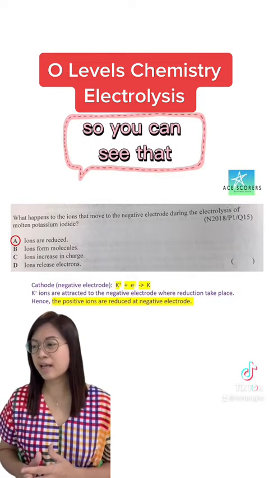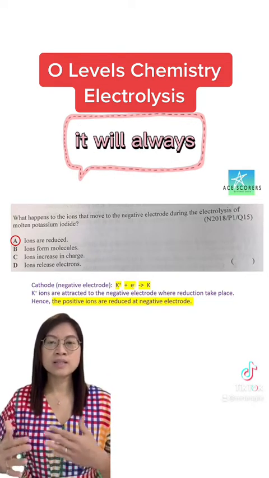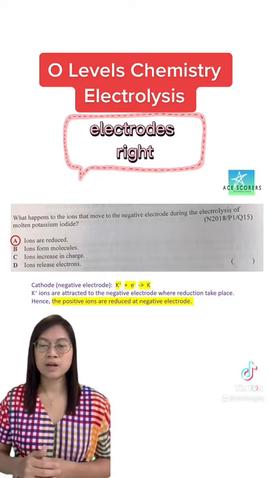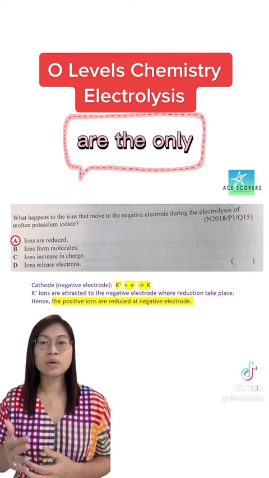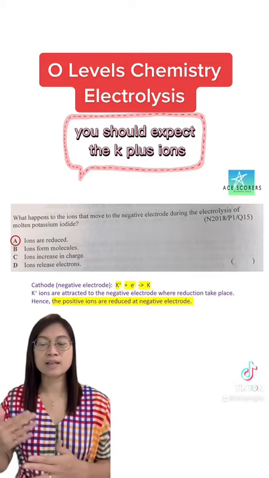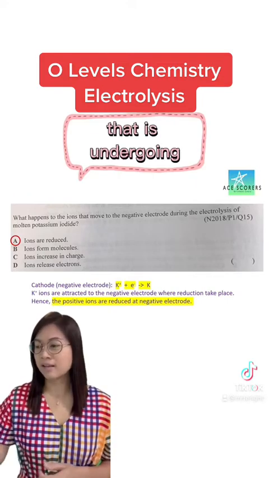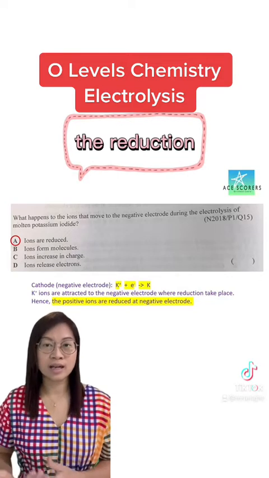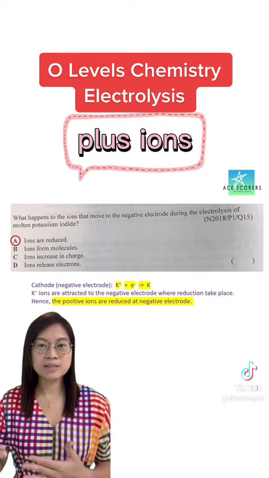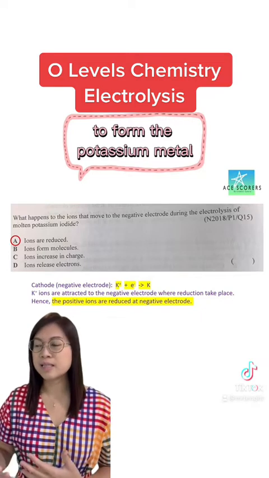Alright, so you can see that at the negative electrode, which is the cathode, it will always have the cations discharged towards this electrode. Since K+ ions are the only cations present in the molten potassium iodide, you should expect the K+ ions to be discharged at the cathode, and that is undergoing reduction. As you can see from these half equations that I've written here, we have the K+ ions undergoing reduction, that's gain of electrons, to form potassium metal.